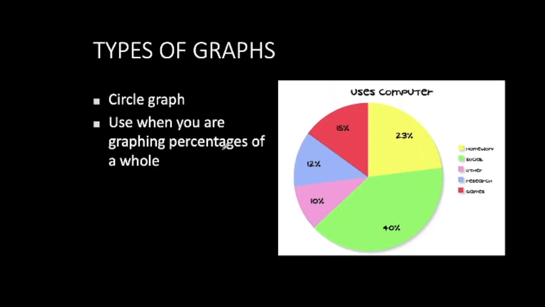The third type of graph is a circle graph, and we use this when we're graphing a percentage of a whole. The entire circle represents the entire amount, the entire group of people or things, and each slice of the pie represents a certain percentage. So in this case, our homework represents 23%, our games represent 15%, and so on and so forth.